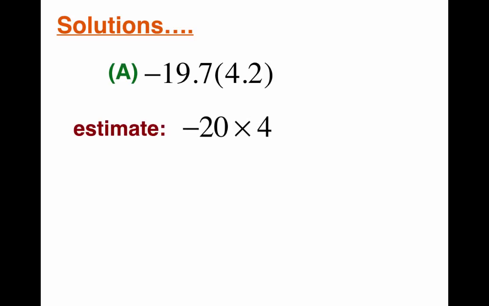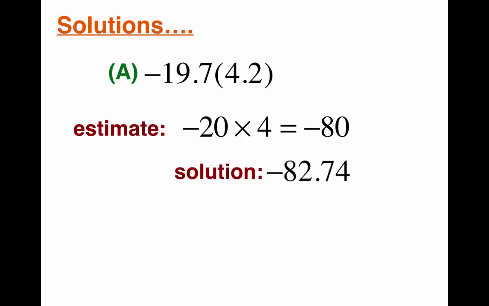I also know that 19.7 is almost 20, and 4.2 is close to 4. So we're going to do 20 times 4: 20, 40, 60, 80. So I'm expecting the answer of negative 80. There's my estimate. Now the actual answer, if you grab your calculator, is negative 82.74. So very close to negative 80. Looks good to me.